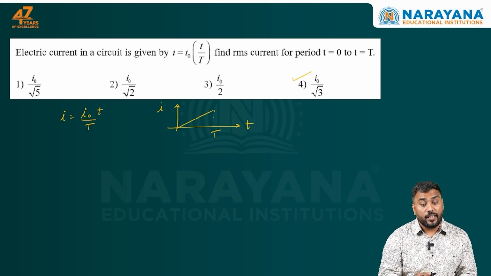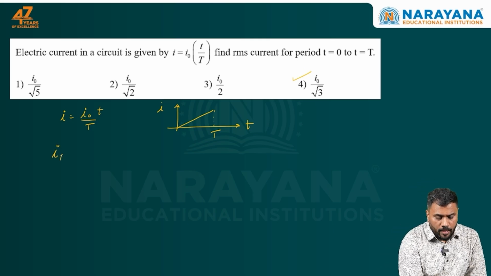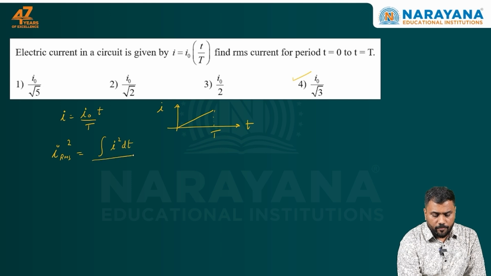If you want, you can derive the RMS current from basics as well. Square of I RMS is the integration of the given current squared dt from 0 to the time interval given, divided by T.